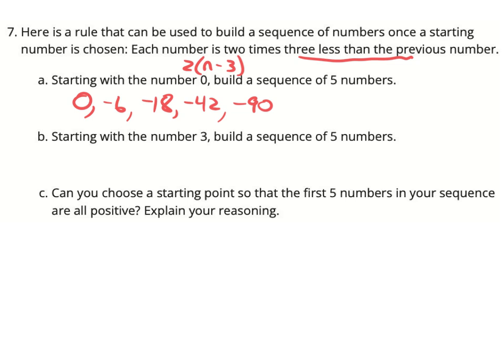All right, starting with 3. 3 minus 3 is 0, times 2 is 0. And then if I start at 0, it's the same numbers: negative 6, negative 18, and negative 42. Okay. Can you choose a starting point so that the first 5 numbers are all positive?